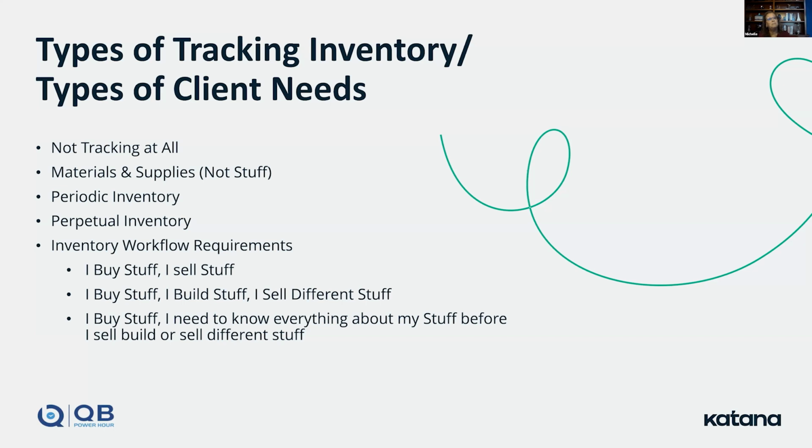Do you buy stuff and build stuff or assemble stuff? So even discussing what is inventory versus what are materials and job materials, you even have to discuss that with the client. But that's where Katana can even help you with tracking some of those other things that are not necessarily inventory, but maybe some of that. Isn't that correct, Shawn?